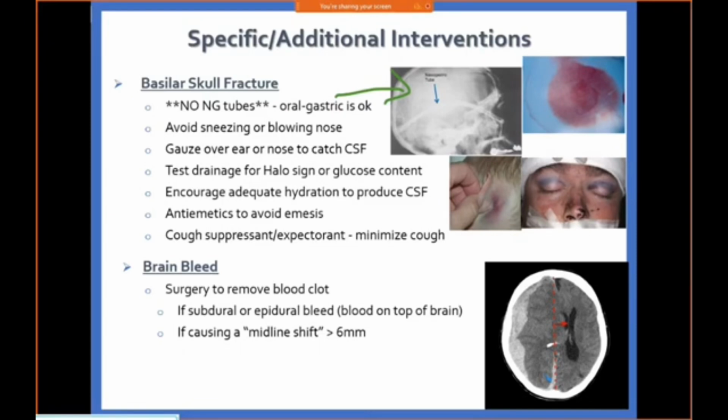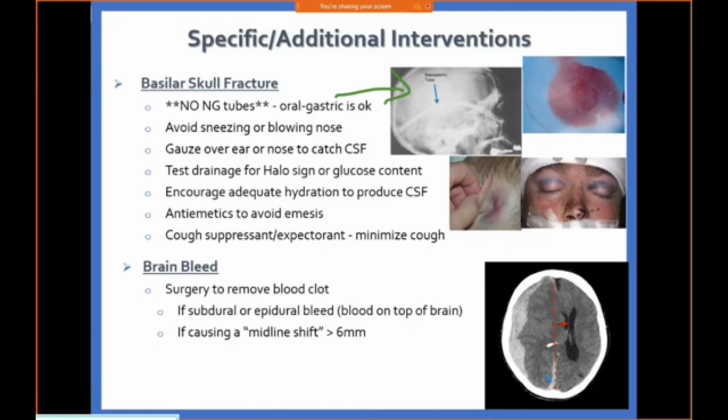So we don't want to be increasing sneezing or blowing the nose, increasing pressure, and then we're just blowing more CSF out. So just tell them, yes, you have a basilar skull fracture. You may have a drainage from your nose. Just wipe it, blot it with gauze, and keep an eye on the headache level because depending on their drainage, you would want to test the drainage to make sure it is CSF.